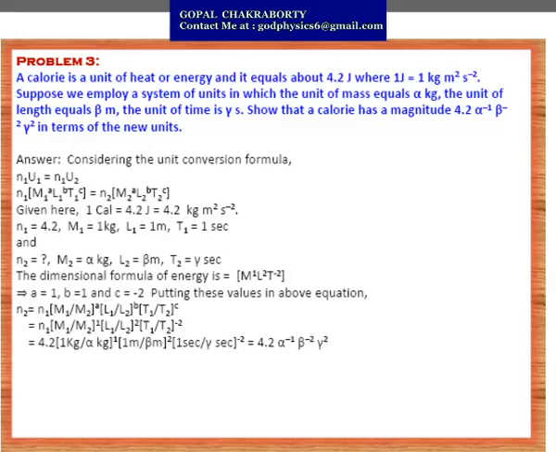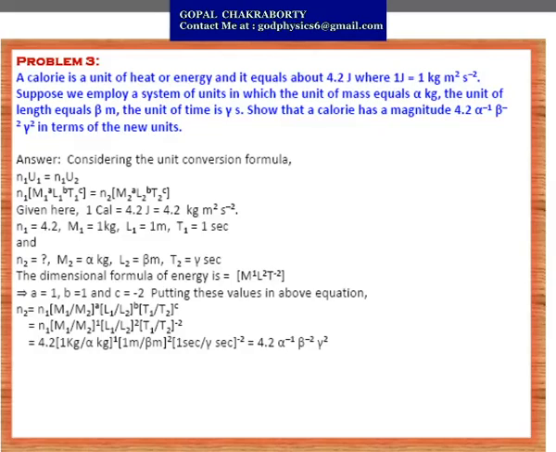Now the dimensional formula of energy is M to the power 1, L to the power 2, T to the power minus 2. Now a equals 1, b equals 2 and c equals minus 2. So putting these values in the above equation, we will get n2 equals n1 within square bracket M1 by M2 whole to the power a, L1 by L2 whole to the power b and T1 by T2 whole to the power c. Now substituting the values, what we will get?